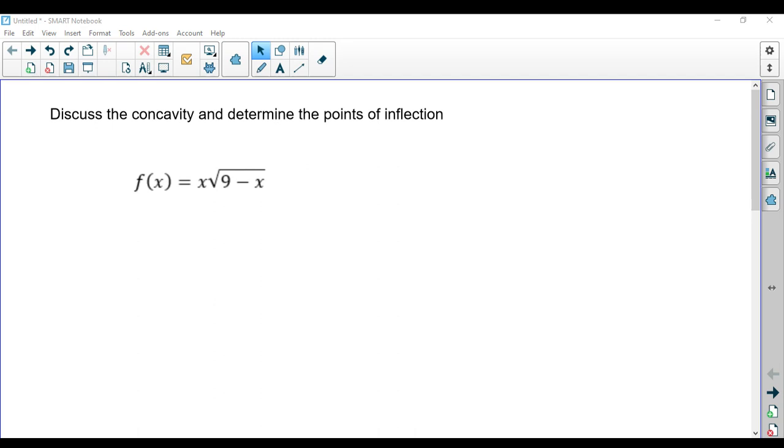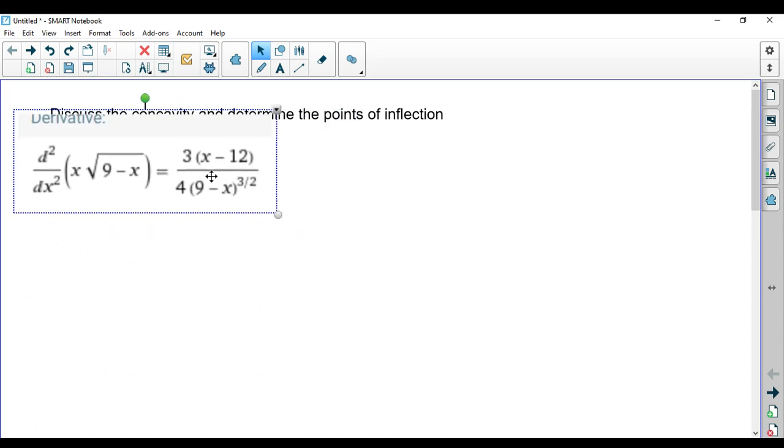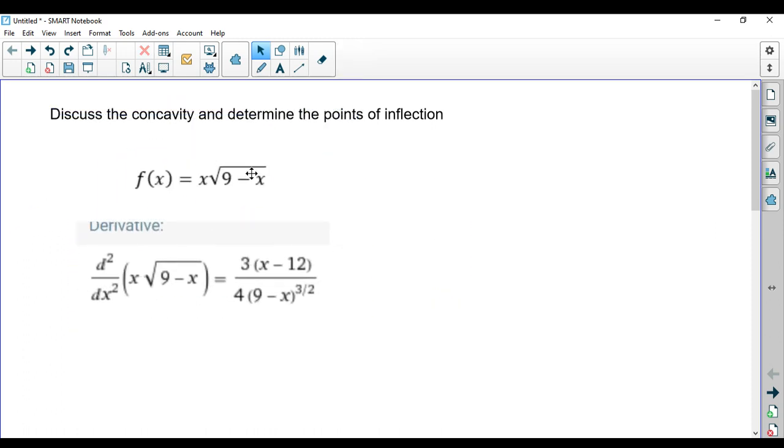x square root 9 minus x, and that equals, look at this, make sure we typed it in right. We did, and it equals this. So I'm going to take that and transfer it over here. That's our second derivative. That was a quick way to get by the first and second derivative.